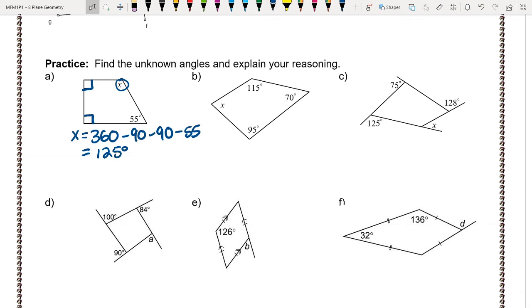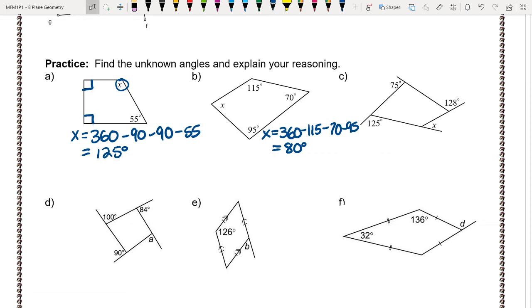Looking at question B, it's a very similar kind of question. Again, I can see a quadrilateral. I know three of the angles, and I'm trying to find the fourth. When that is the case, I simply use x is equal to 360, subtract the three known angles, and when I do that subtraction, I get x is equal to 80 degrees.